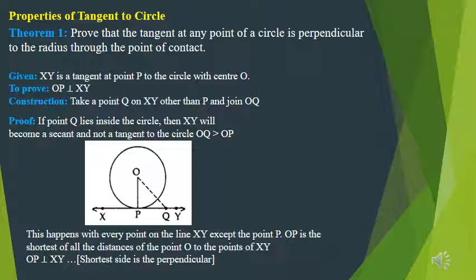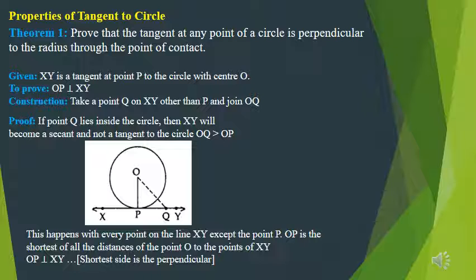So let's start. Here the given is that XY is a tangent at point P to the circle with center O. We have to prove that OP, that is the radius of the circle, is perpendicular to its tangent XY. For that we will do some construction here. Take a point Q on tangent XY other than P, and join OQ. After joining this, let's start our proof.